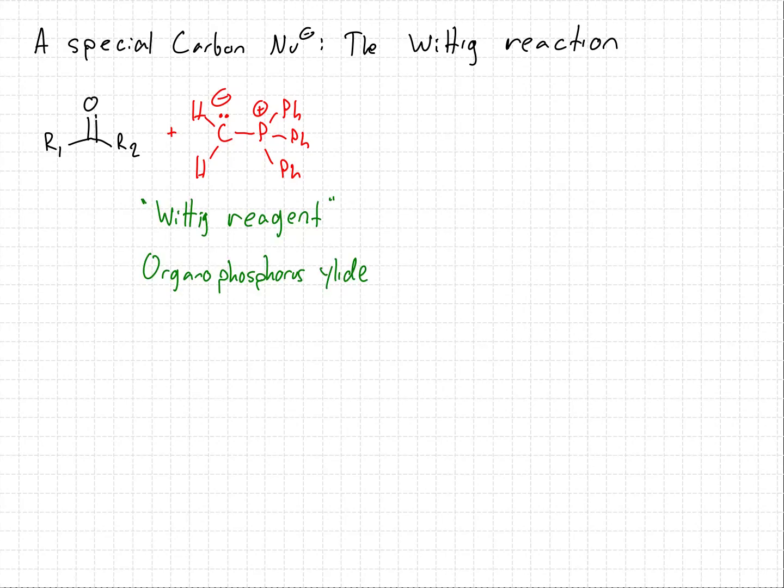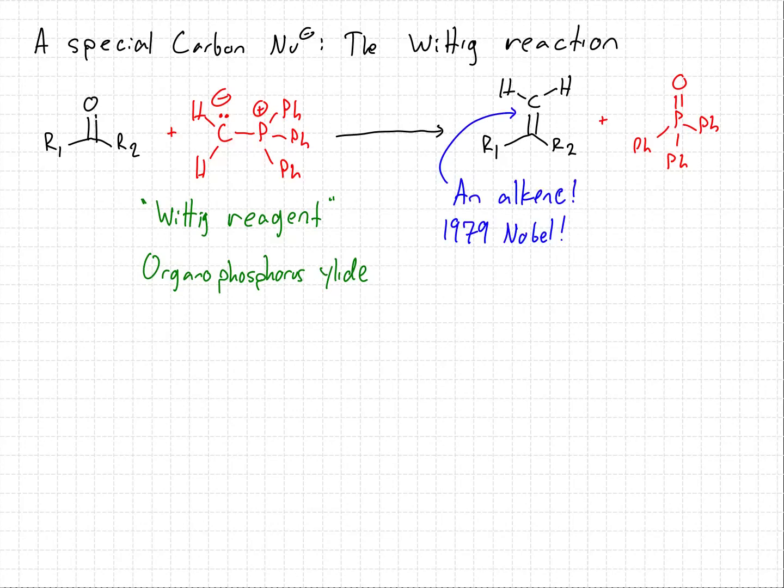So an ylide is a generic name for any compound which has a positive and a negative charge on two adjacent atoms. So when these react together, we're going to do a pretty remarkable transformation. We're going to get an alkene here. This is synthetically useful enough that it earned George Wittig the Nobel Prize in 1979. And the other product we get is triphenylphosphine oxide. So what George Wittig realized is the formation of this triphenylphosphine oxide was the driving force for this reaction, as the phosphorus-oxygen bond is exceptionally stable.